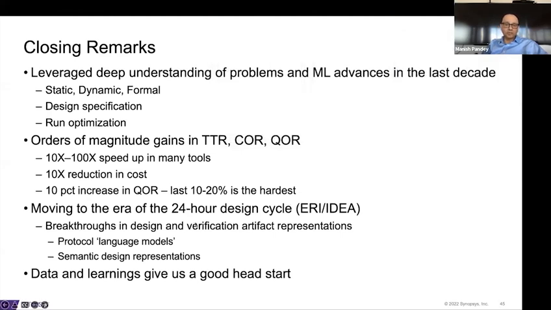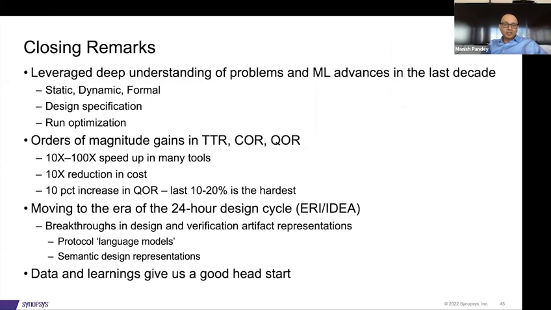And the last 10 to 20% gain is the hardest today, as any verification engineer will testify. So we are now moving to the era of the 24-hour design cycle. We are not yet there. We are definitely moving in the right direction. That's a part of the vision of this idea.